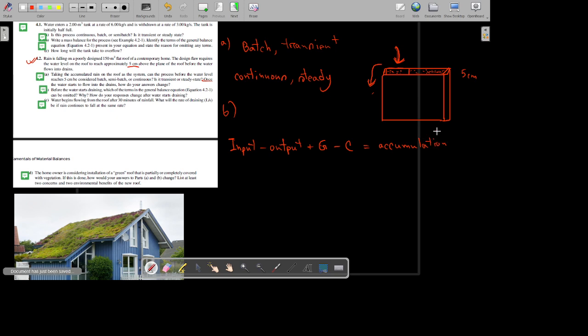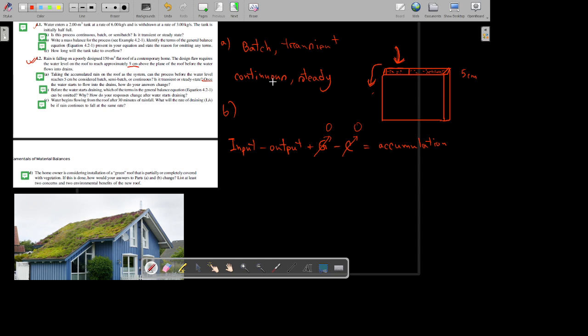So in this example, no reaction is happening within the roof, so the generation and consumption terms will be zero, like in the first example. The generation and consumption will be zero, as there is no reaction occurring within the roof. So we are left with input minus output equal to accumulation.